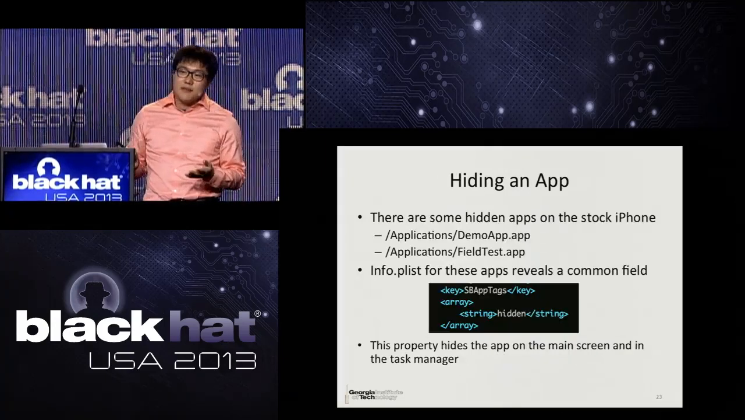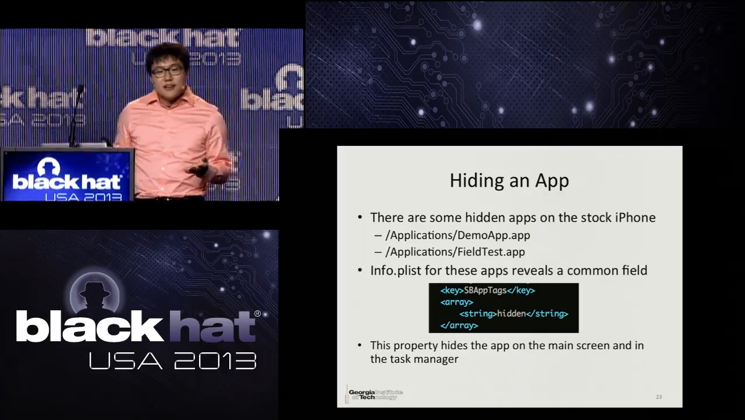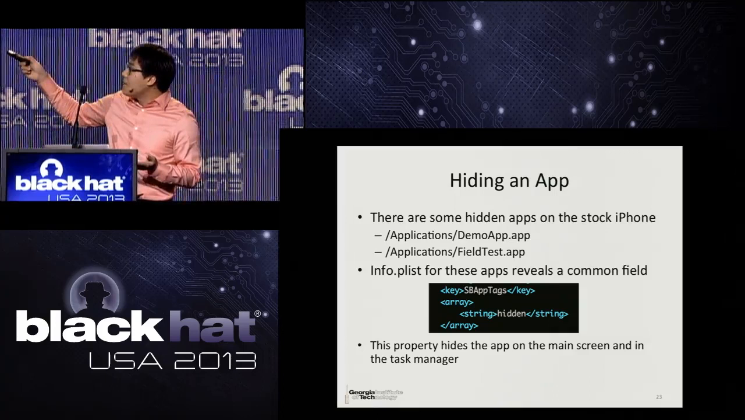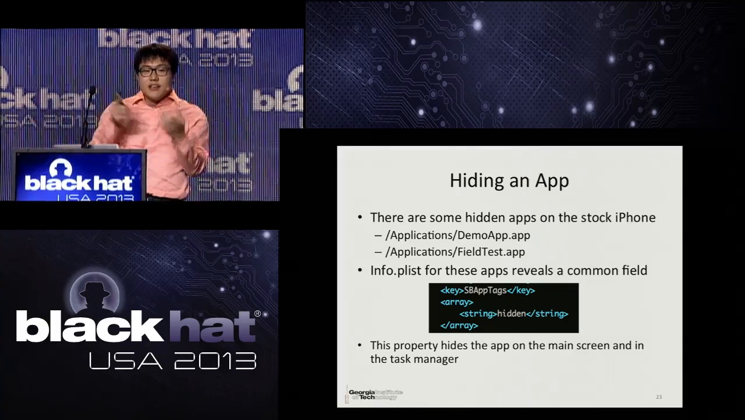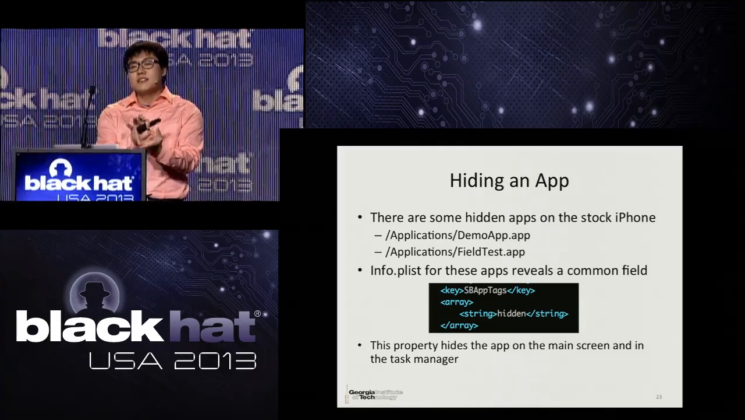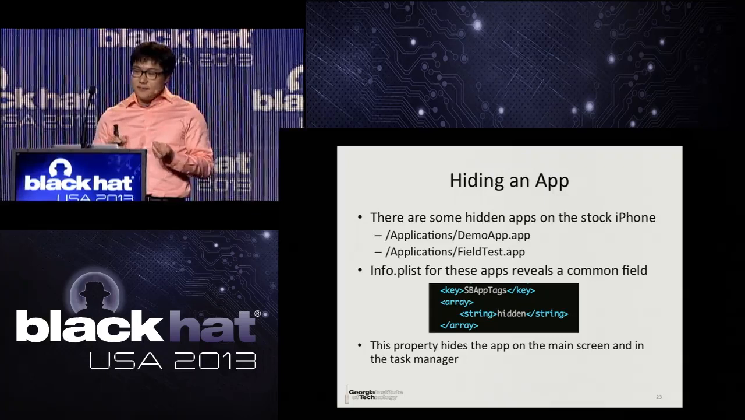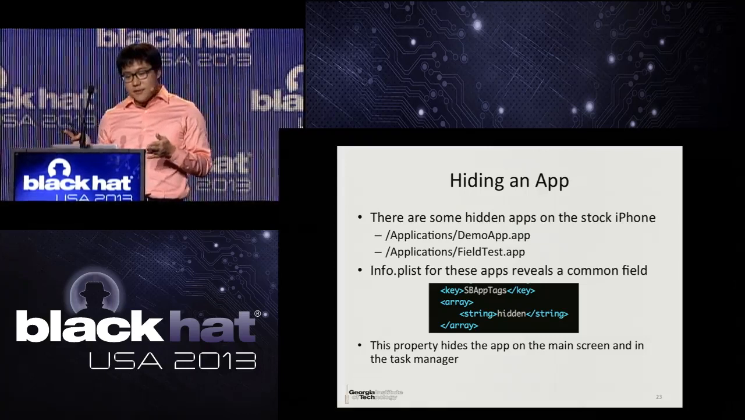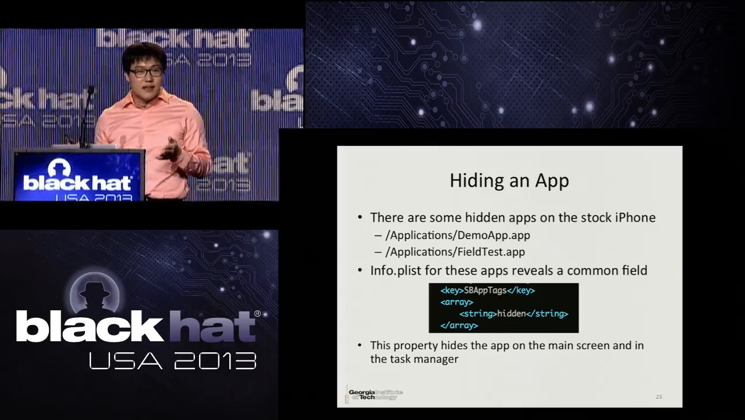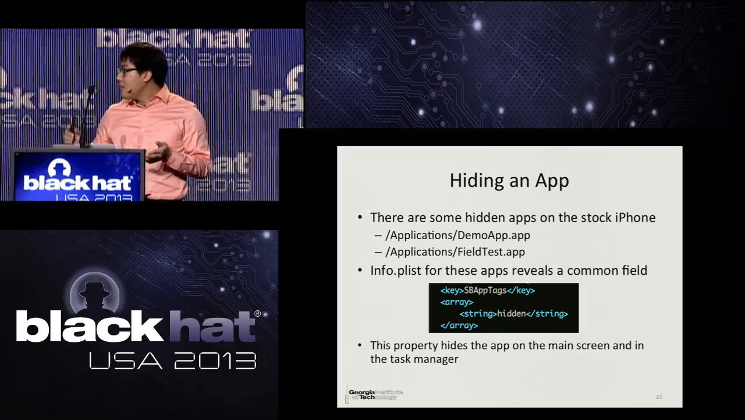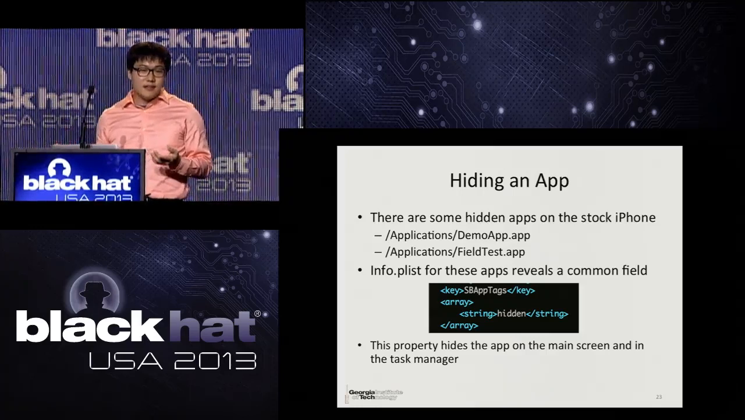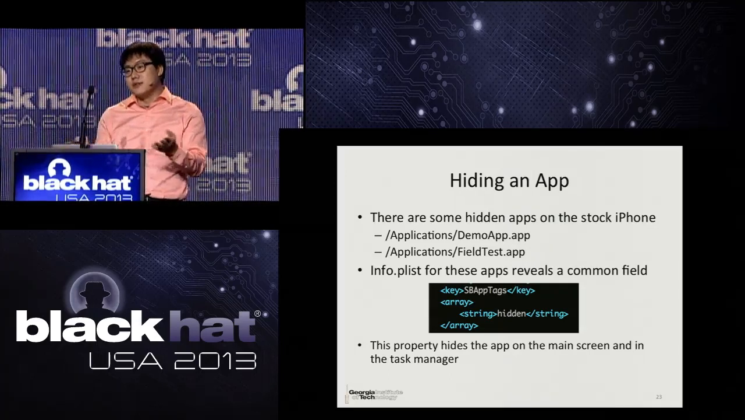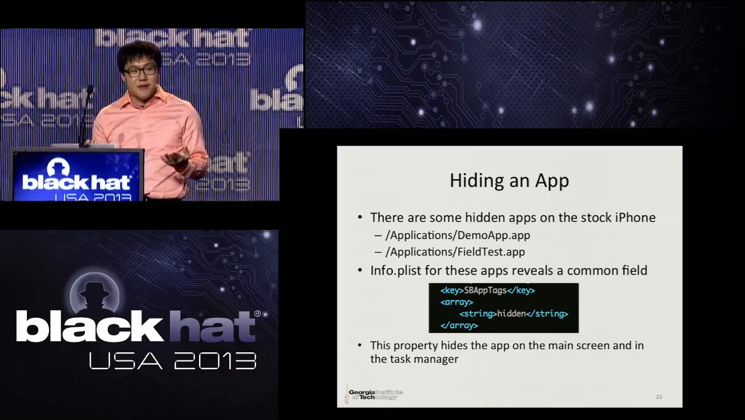Let's start with hiding an app. Actually, there already exist some hidden apps on every stock iDevice. For example, demoapp.app and fieldtest.app already exist on iOS devices, but the user might not see them. So we looked into what those apps have in common, and into some metadata called info.plist, and there is the key SBAppTags with the value hidden. By setting this property as hidden, the app will not be shown on the springboard, and it will not be shown on the task manager either. So the user might not see our injected app if we set these flags.